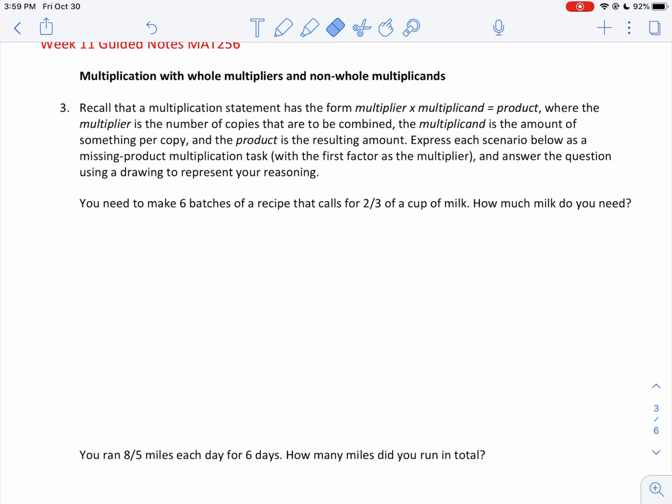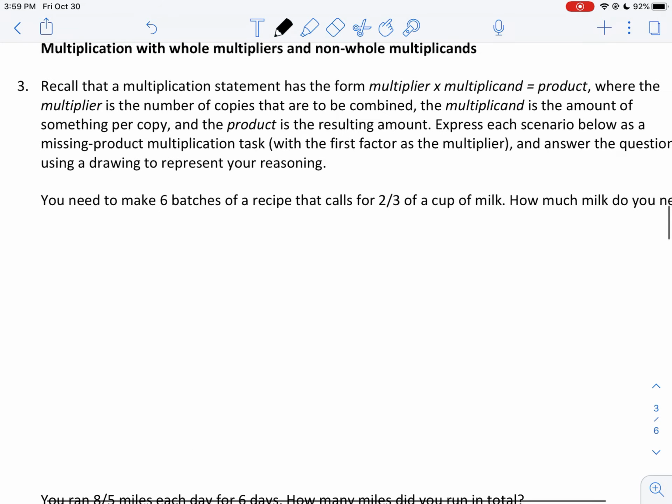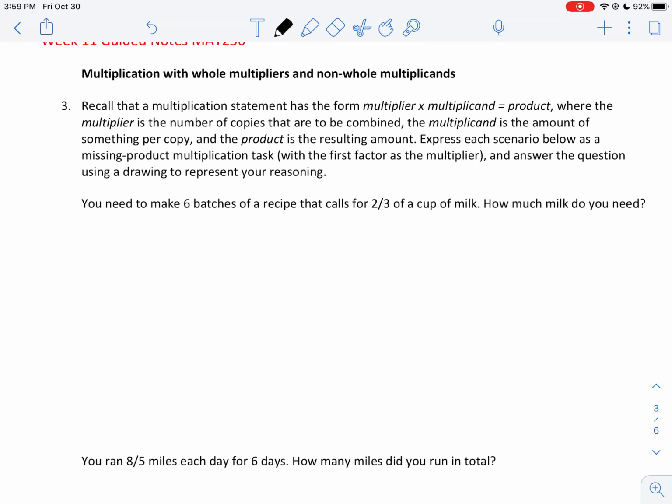Express each scenario below as a missing product multiplication task, with the first factor as the multiplier, and answer the question using a drawing to represent your reasoning. Okay, you need to make 6 batches of a recipe that calls for 2/3 of a cup of milk. How much milk do you need?